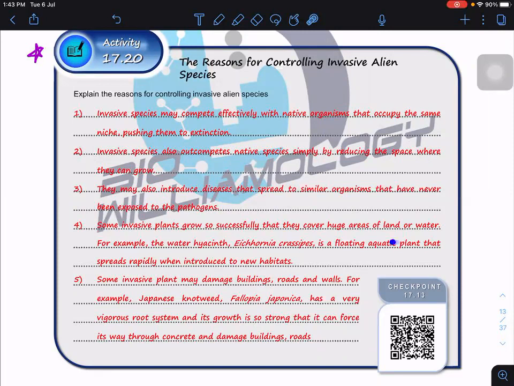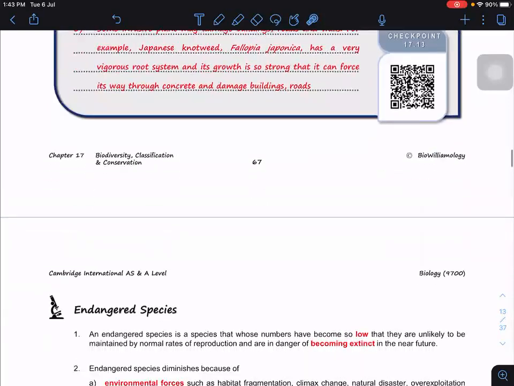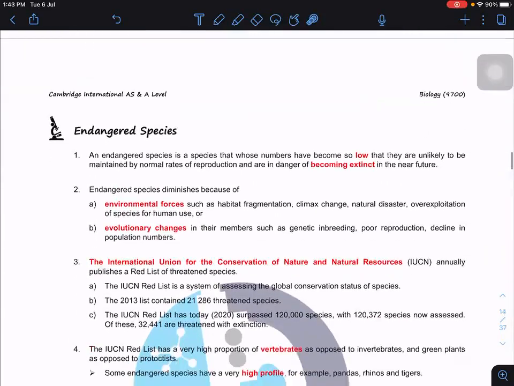One example is these floating aquatic plants that rapidly spread and are introduced to new habitats. Some invasive plant species may damage buildings, roots and walls. For example, Japanese knotweed has a very vigorous root system. It may grow so strong that it forces its way through concrete and damages the building as well as the road.